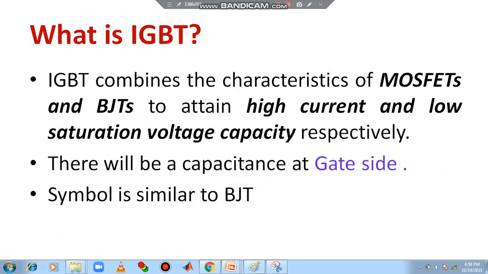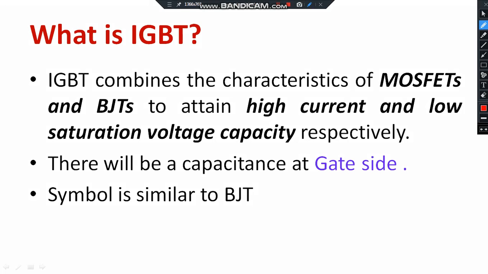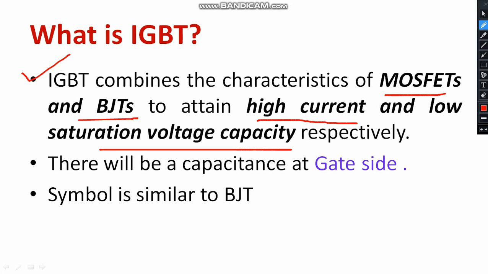The speciality of IGBT is that it's a fusion of both MOSFET and BJT. MOSFET is nothing but metal oxide semiconductor field effect transistor. MOSFET is a voltage control device and BJT is a current control device, and it's a fusion of both devices, so it shows high current and low saturation voltage capacity. It's a hybrid device. The gate is a control terminal, and it also shows capacitance at the gate side.